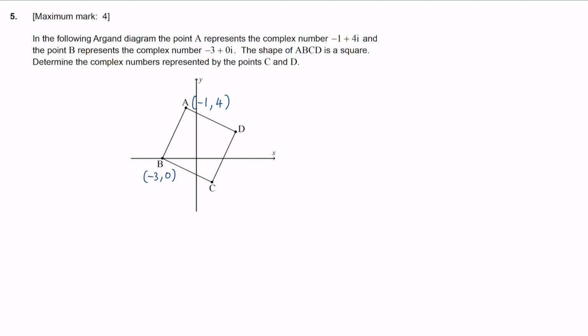The shape ABCD is a square. So that means that all four angles are 90 degrees, and the sides are all the same. Determine the complex numbers represented by the points C and D.